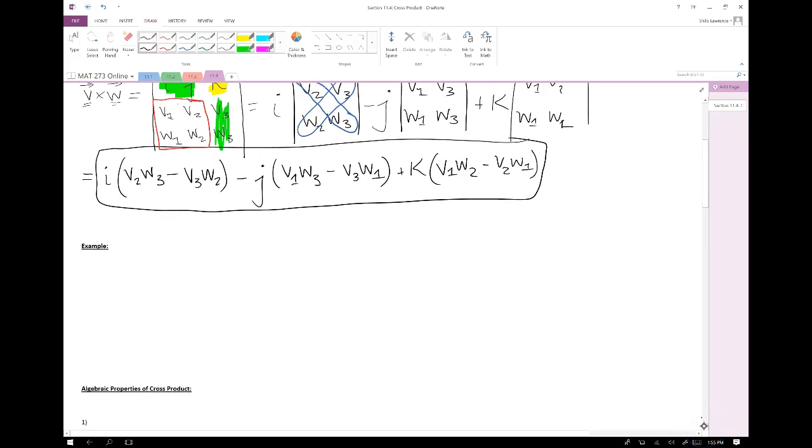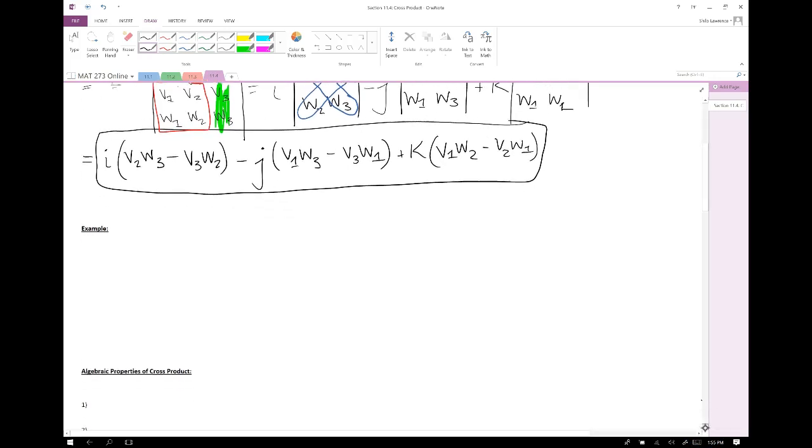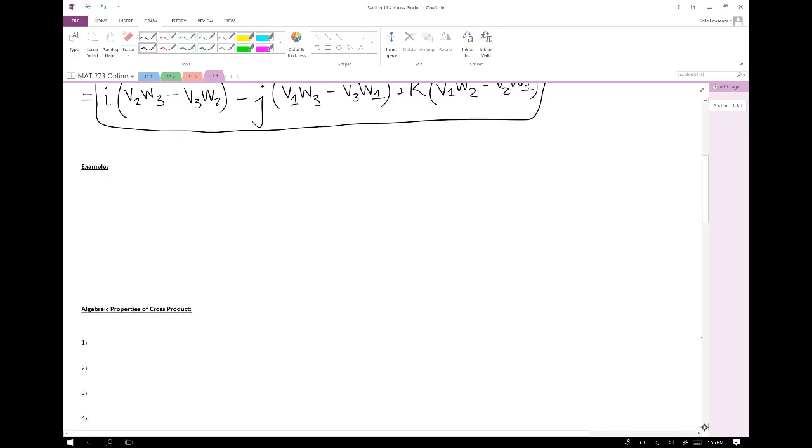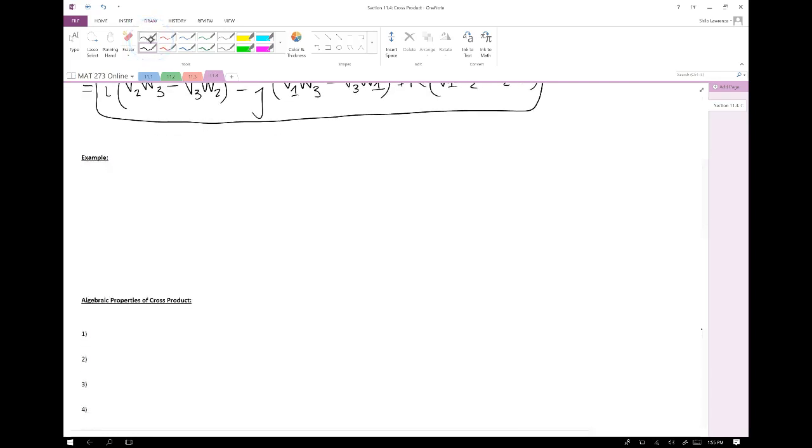Even though I know the formula and I've memorized the formula, I really like the matrix way to do it. It doesn't seem so daunting having to memorize so much. So let's just try one basic example. We are going to find the cross product of vector V, which has components -2, 3, 4, and vector W, which has components 3, 7, 2.